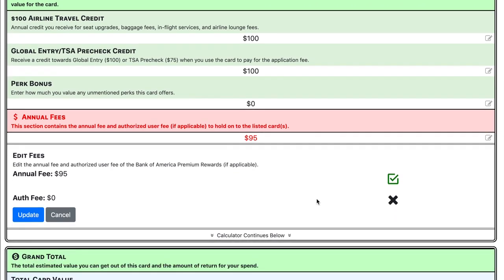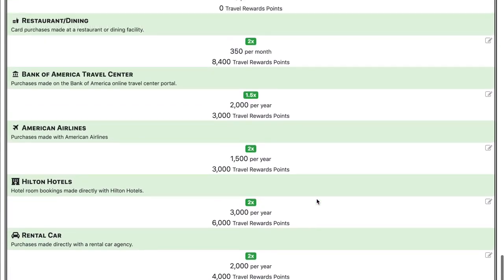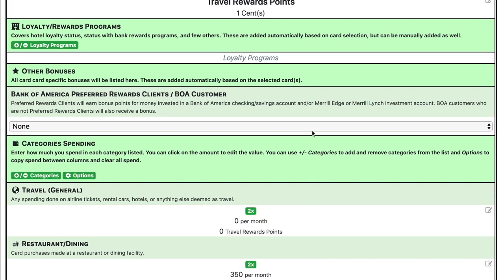So when we scroll down here, we are looking at a total card value of $565 with a 2% return. So again, this is based off of my specific spend that I entered. Yours may be a little higher or a little lower, all depends on your spend. So let's scroll back up real quick and look at the maximum you can get.